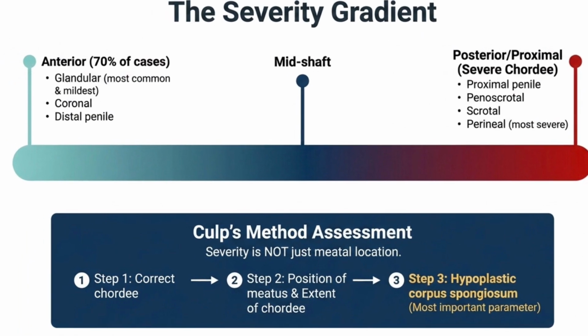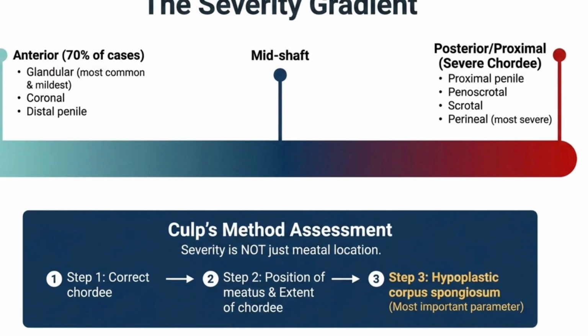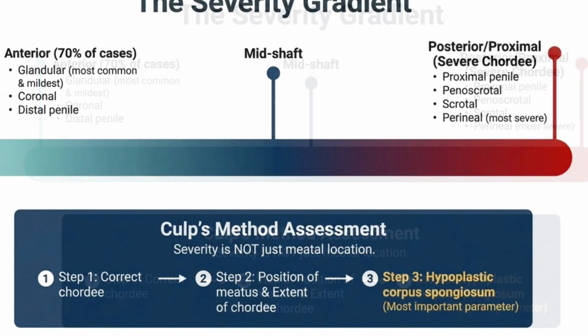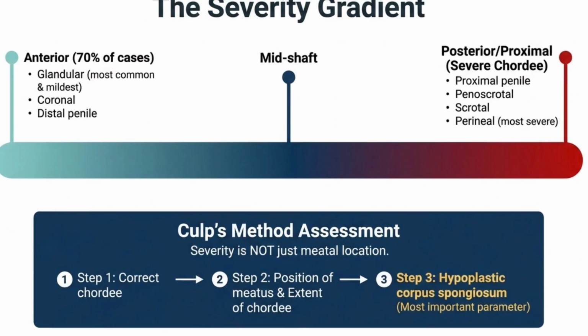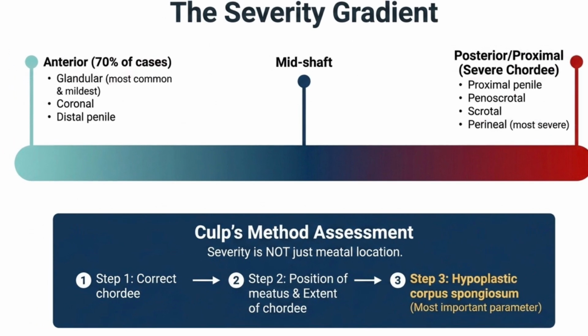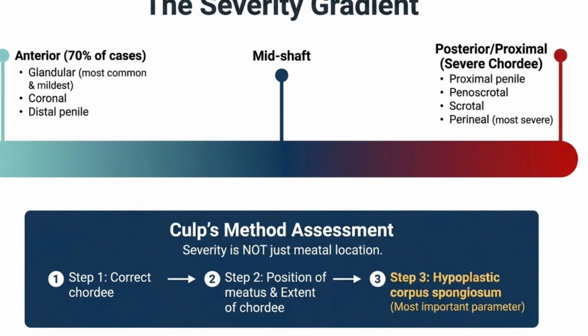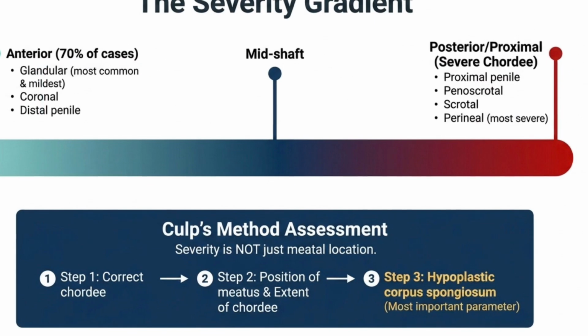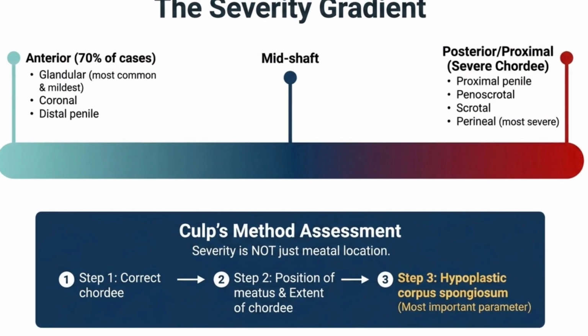Culp's method of severity assessment is not just based on meatal location. It includes the chordee correction, the position of the meatus and extent of chordee, and the third step, the hypoplastic corpus spongiosum, the most important parameter for severity grading.